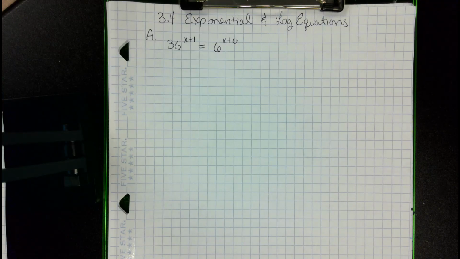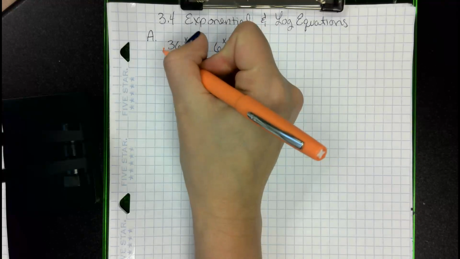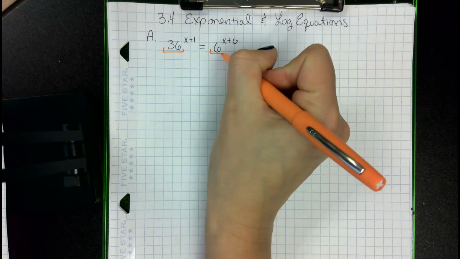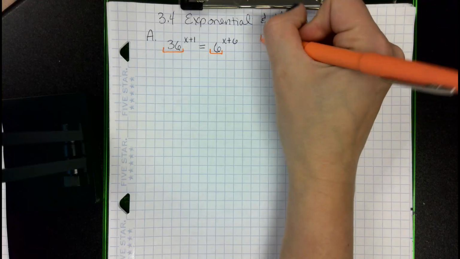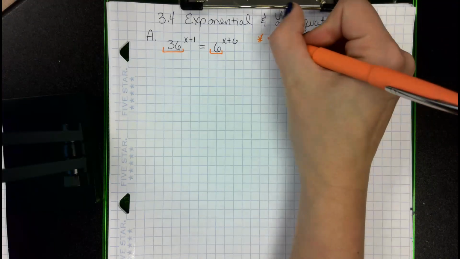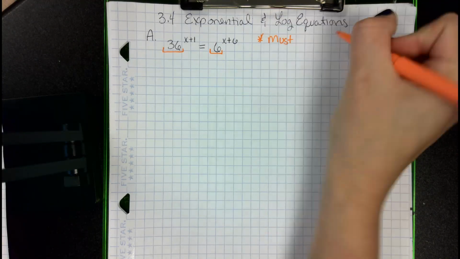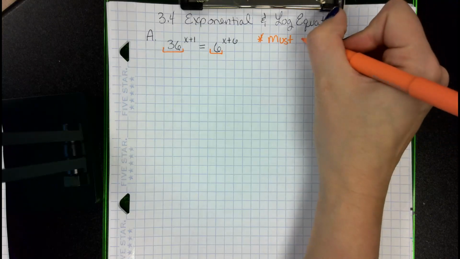Okay, so 3.4, the end of chapter 3, exponential and log equations. We have 36 raised to the power of x plus 1 is equal to 6 raised to the power of x plus 6. So we have a base 36 and a base 6. We can rewrite these. So my note for this one is that they must have the same base.